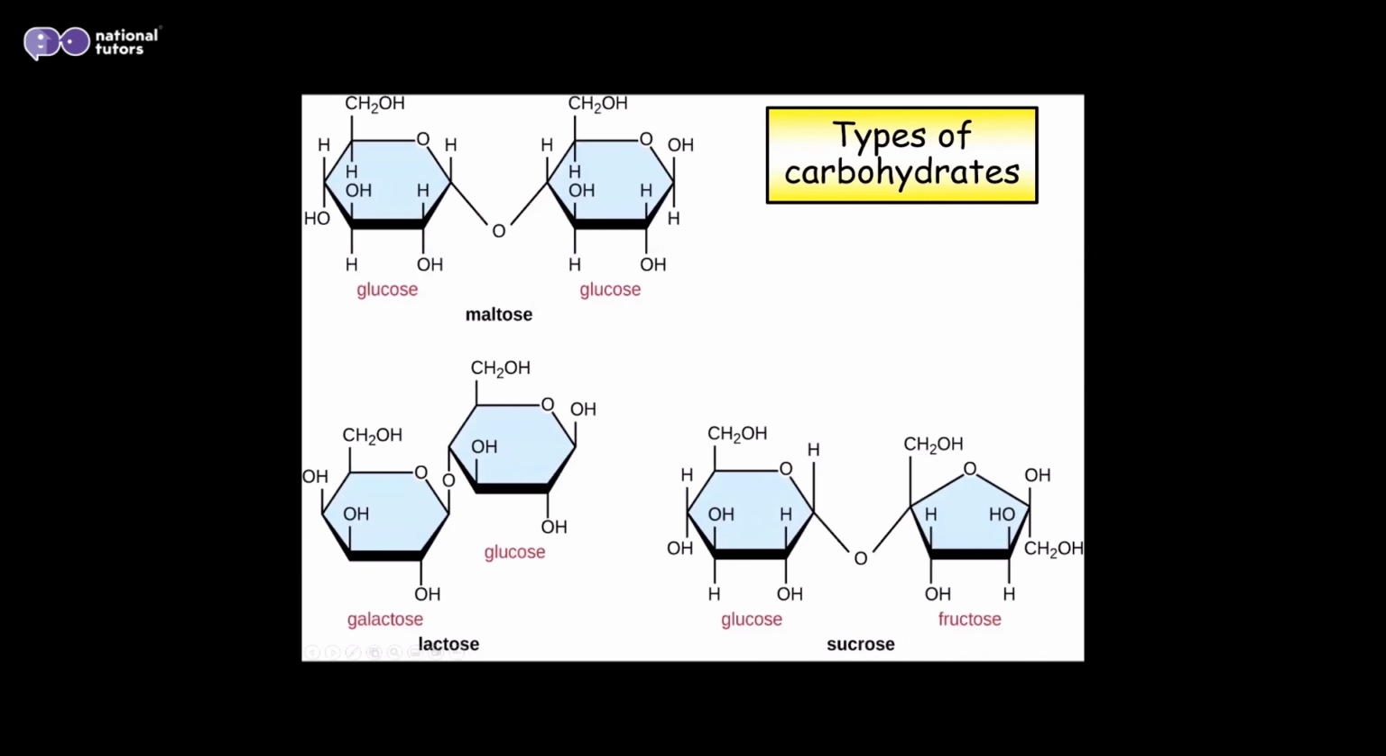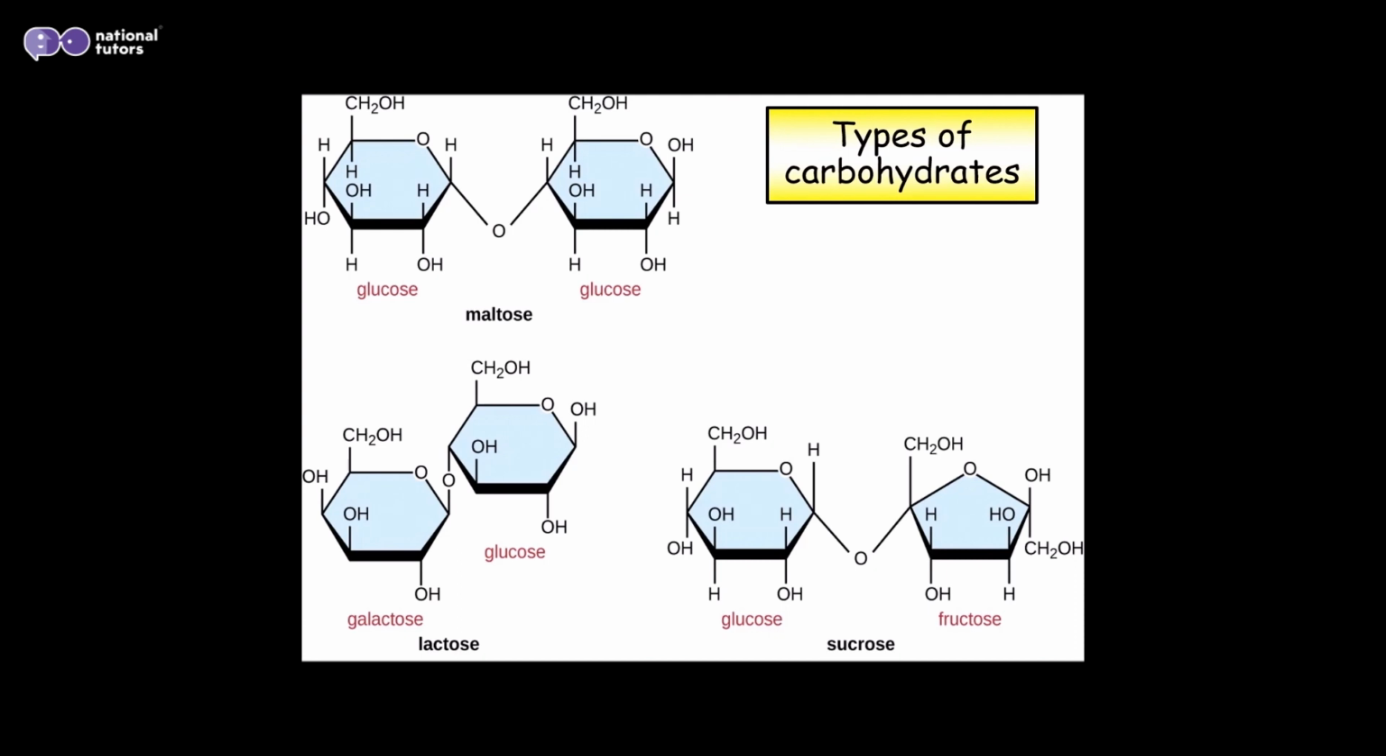Right, so the second type of carbohydrates, this is getting a bit easier, is two monosaccharides joined together. You can see at the top we've got two glucose joined together to form maltose, galactose and glucose joined together to form lactose, and glucose and fructose joined together to form sucrose. We're going to learn that in a lot more detail later, but at the moment just have an awareness of those three names: maltose, lactose, sucrose.